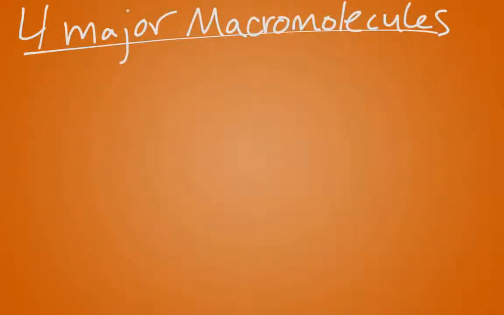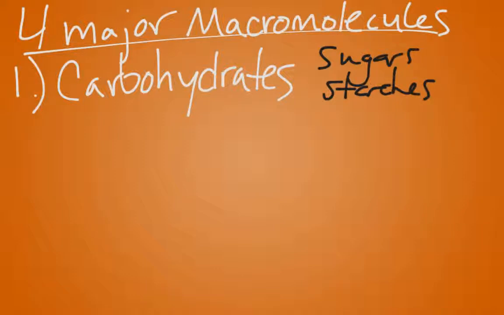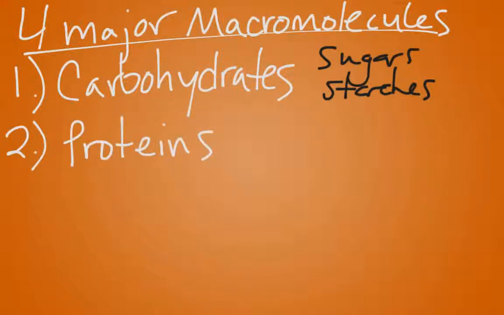So let's look now at the 4 major types of macromolecules. First type we could talk about is carbohydrates, and examples of those would be sugars and starches, and we get those a lot in our diets from things like potatoes and breads and whatnot. Second one that we could talk about would be proteins. Proteins are molecules that we're typically going to get from eating meat and eggs and things of that nature.